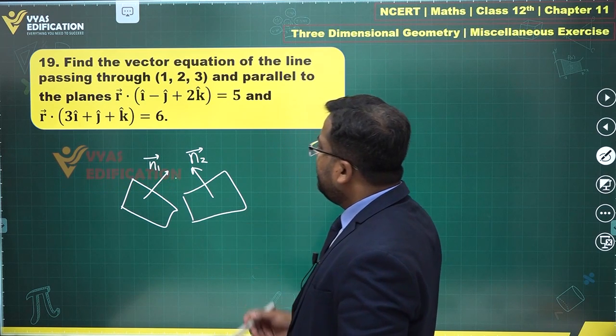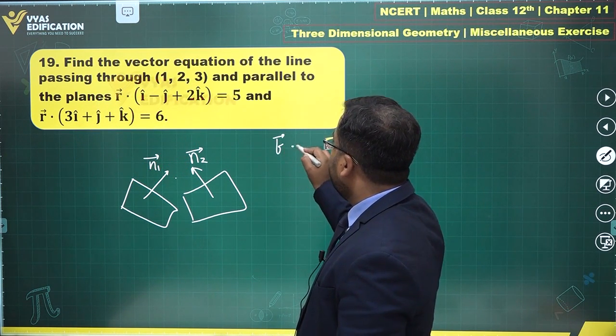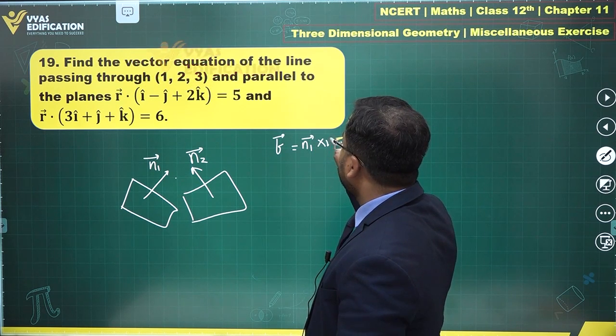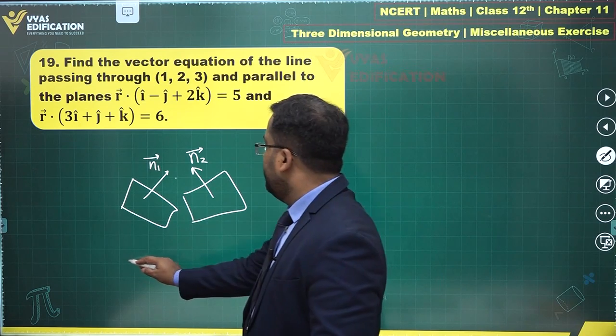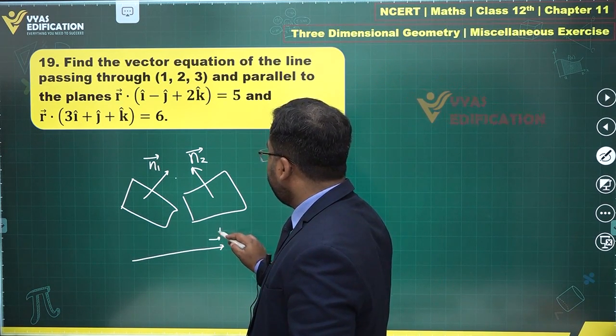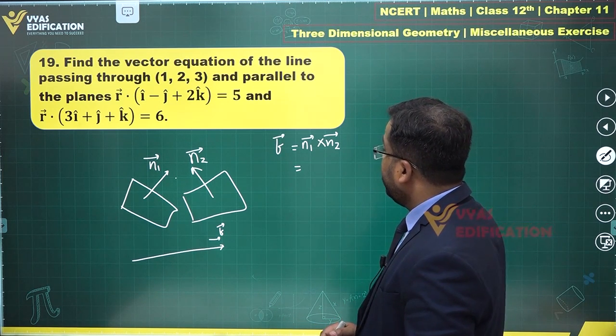Once you observe that much, you can easily find that the B vector will be n1 vector cross n2 vector, and that's our target. That's the first target for the line: the B vector. The point is already given, 1, 2, 3, so we can always use that.